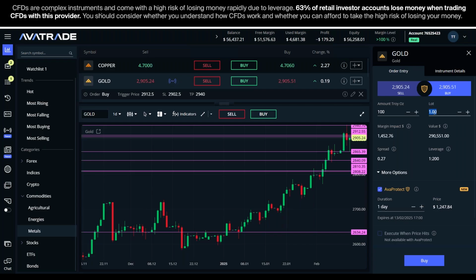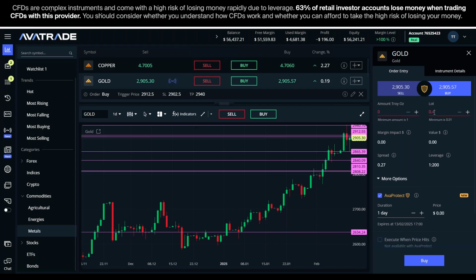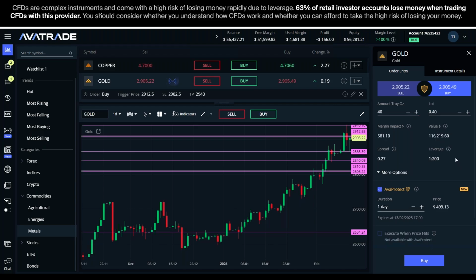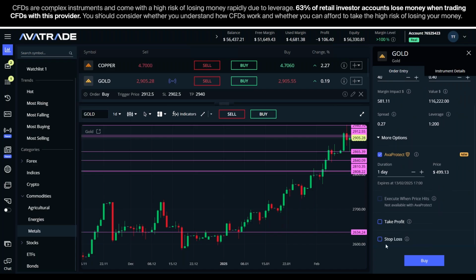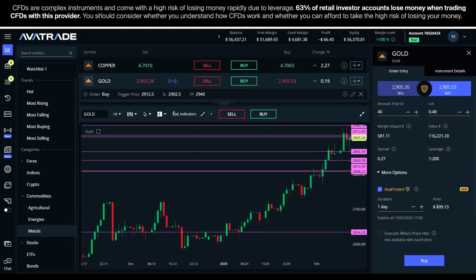So if I wanted my 1% risk to be equal to the cost of the protection, so with 0.4 lots, I'm risking only what the protection costs for the day of protection. And I can let this ride out for a full day with no risk of hitting any type of stop loss, because I don't have to put a stop loss while I'm protected.